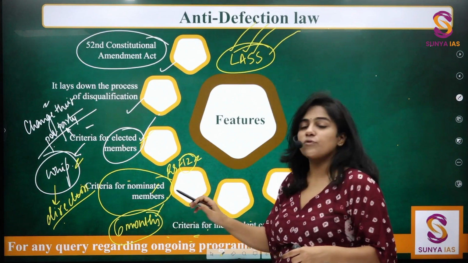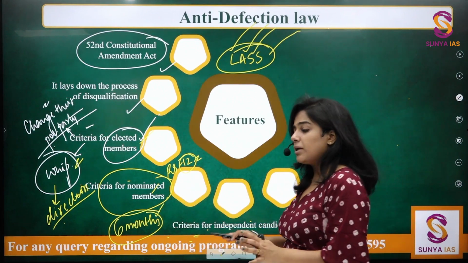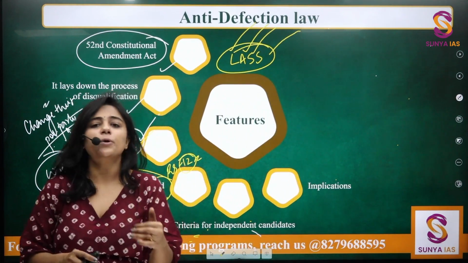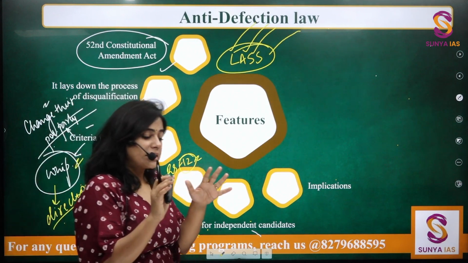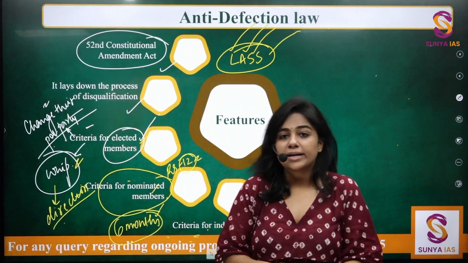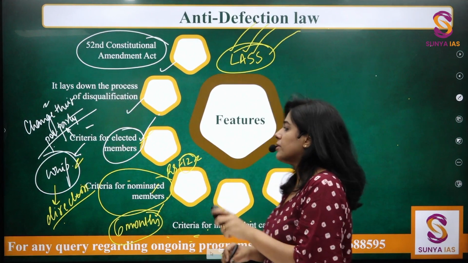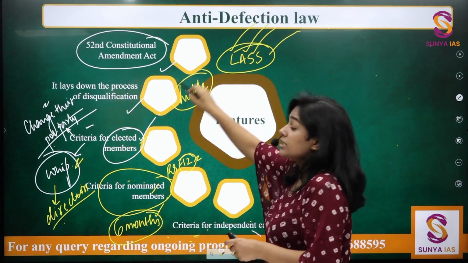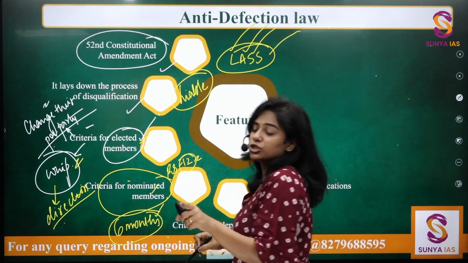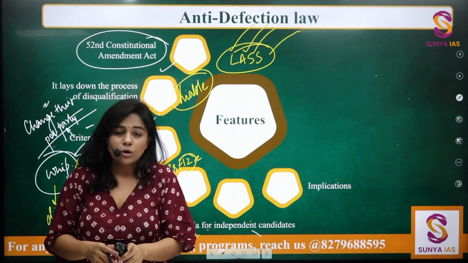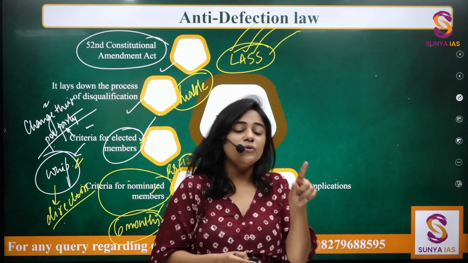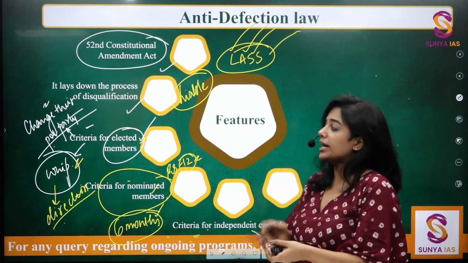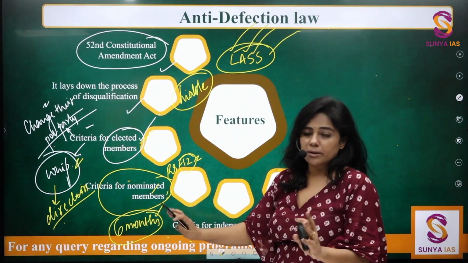So, 6 months for the nominated members to join a political party. If after 6 months a nominated member joins a political party, that member is liable to be disqualified. I am again saying, listen to me very carefully, I am saying liable to be disqualified. There is no automatic disqualification in anti-defection law. It is all in the hands of the presiding officer, which is again a very big criticism. But anyway, nominated members done.